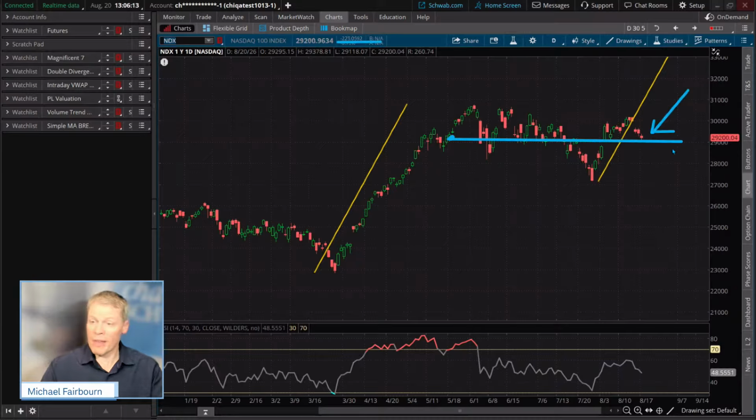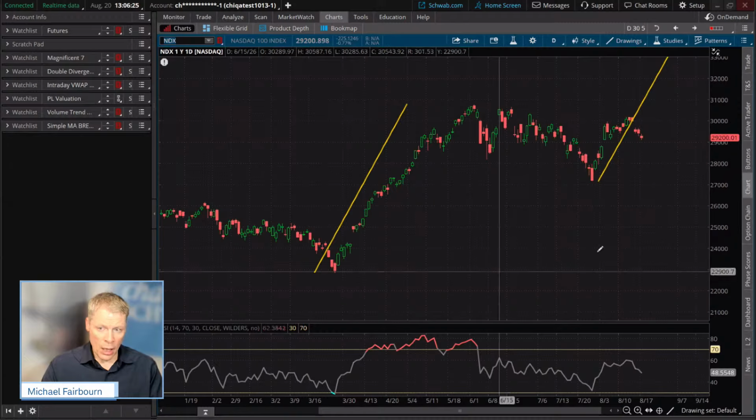I mean, we bounced off that bottom a little bit today, right at that 29K. It's a big number, but there we are. Will we get a bounce here or not? It's an interesting question to kind of consider.